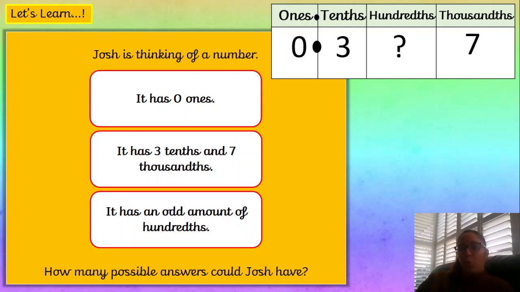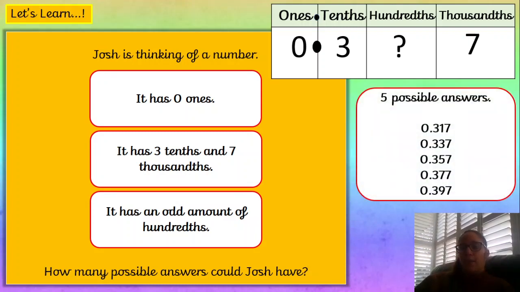Well, we know that it can have 0.317 because 1 is an odd number, 0.337, 0.357, 0.377 and 0.397 because they are odd numbers.